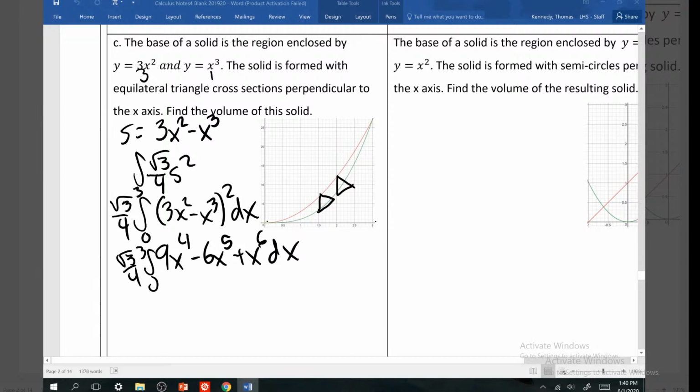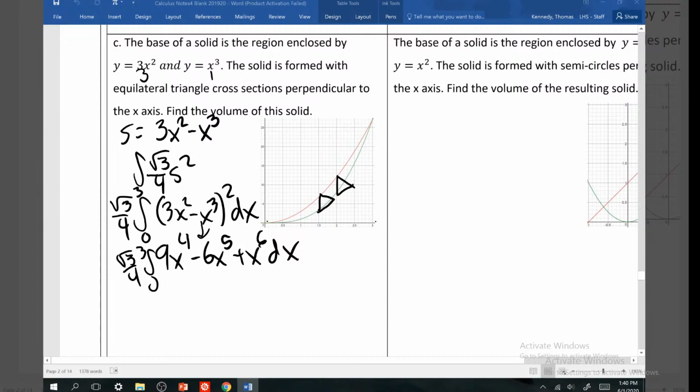So all I did between these steps was FOIL this. You're going to fail this class and you don't care. You're not going to fail this class and you probably do care. So I'm very confused by that statement. Anyways, moving forward.